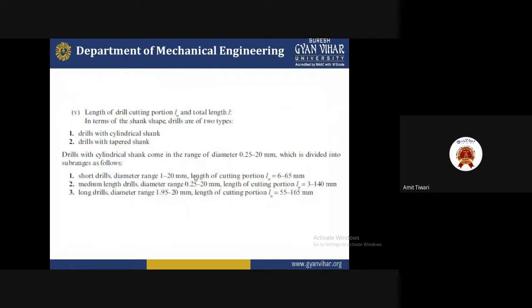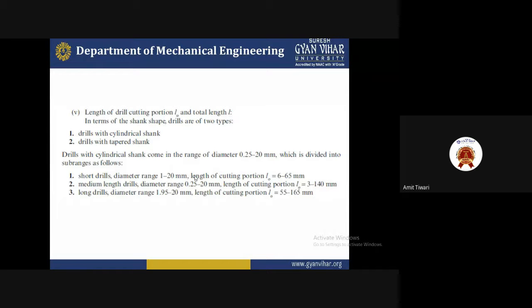It is the length of a drill cutting portion L0 and the total length L. So these are to be considered. In terms of shank shape, drills are of two types. The first is a drill with the cylindrical shank, the second is a drill with the taper shank. A drill with the cylindrical shank comes into the diameter range of 0.25 to 20 mm, which is divided into sub ranges as follows.